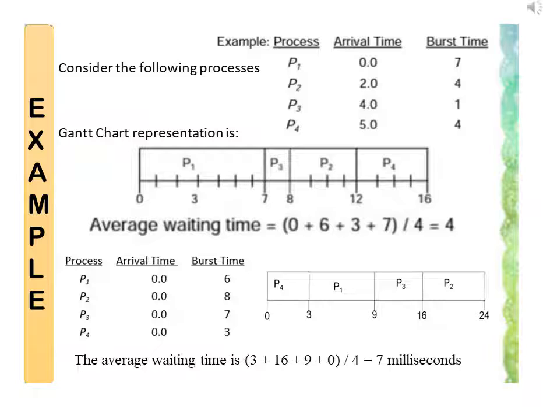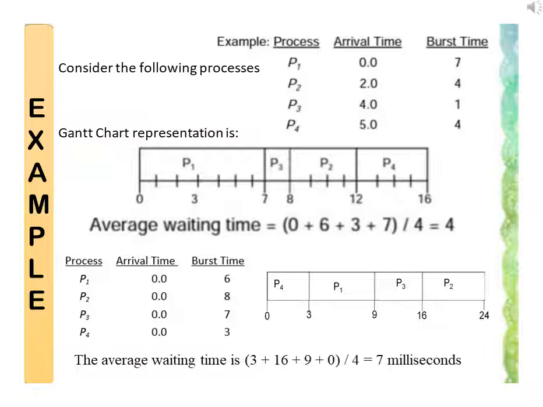So that's why P2 and P4 are there. So the average waiting time is 0 plus 6 plus 3 plus 7, and these are the 4 processes that are there. So the average waiting time is 0 plus 6 plus 3 plus 7 divided by 4. 4 processes are given, that's why we divide by 4, and the average waiting time is equal to 4.